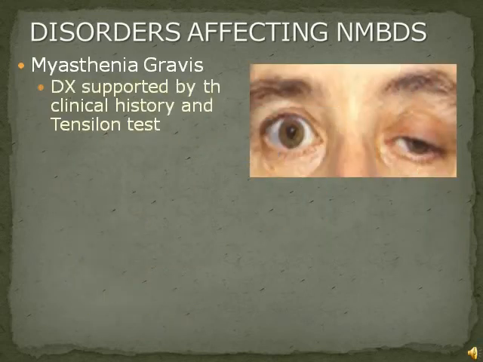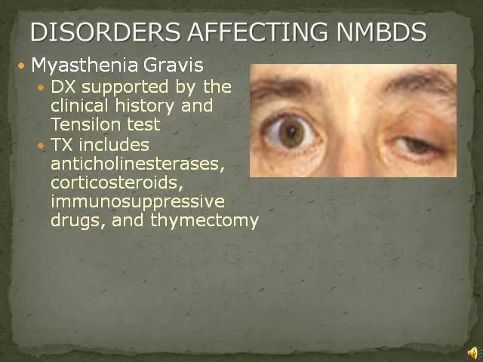The diagnosis is supported by the clinical history and confirmed by transiently improved muscle strength after 10 mg of IV edrophonium, the Tensilon test, by characteristic electromyographic findings, and most specifically by the presence of anti-acetylcholine receptor antibodies in the patient's serum. Treatment includes anticholinesterase, corticosteroids, immunosuppressive drugs, plasmapheresis, and thymectomy. Remission of the disease is common after thymectomy.